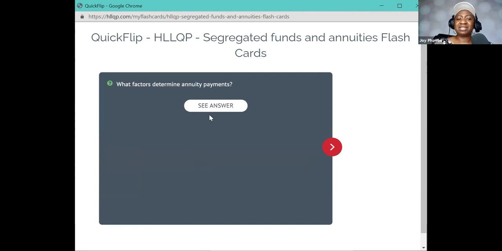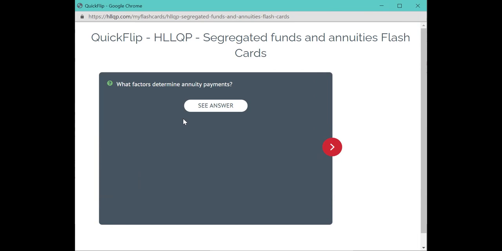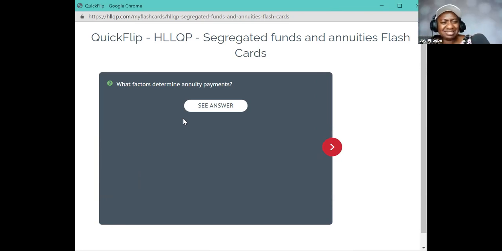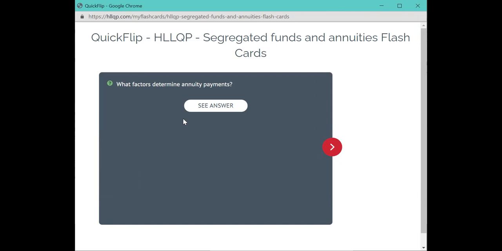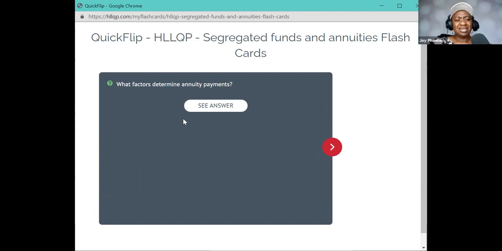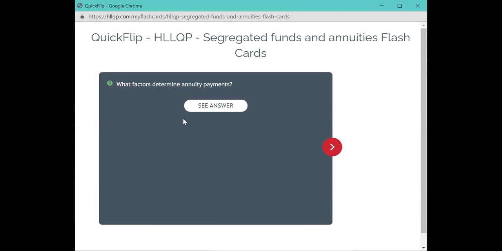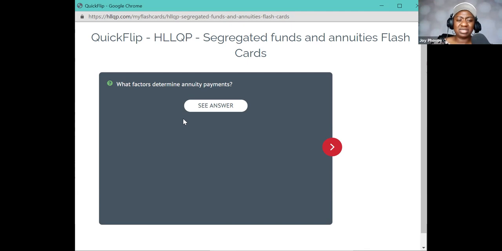Okay, what factors determine annuity payments? We should know this now. Is it the deferred and immediate? No, the rate, then the amount the person is putting down. Those are the factors. Anytime you see payment in annuity, it is income to you. When they say annuity payment, it means what is coming to you as an investor.